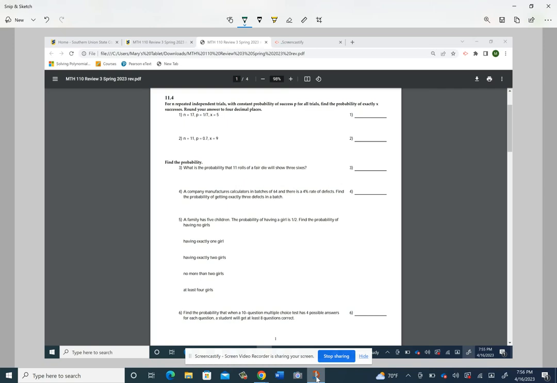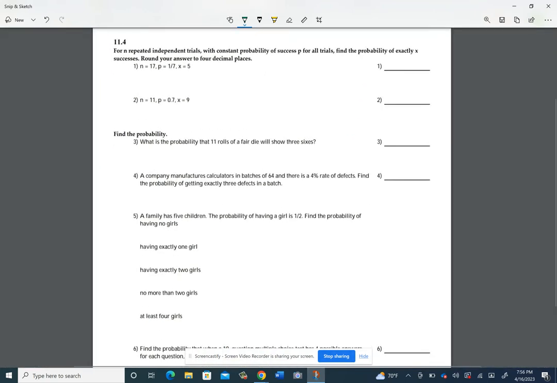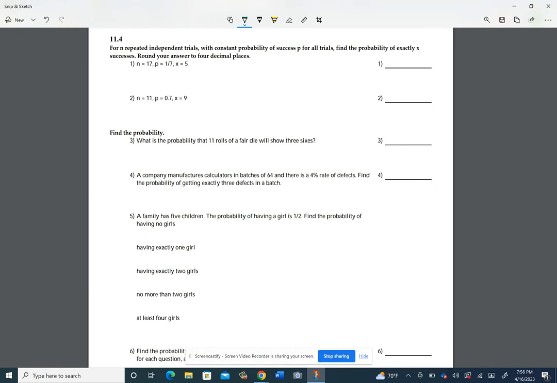Okay, let me go ahead and set up the problems from section 11.4 for you. I'll let you do the calculator work, but I just want to do a video on section 11.4.